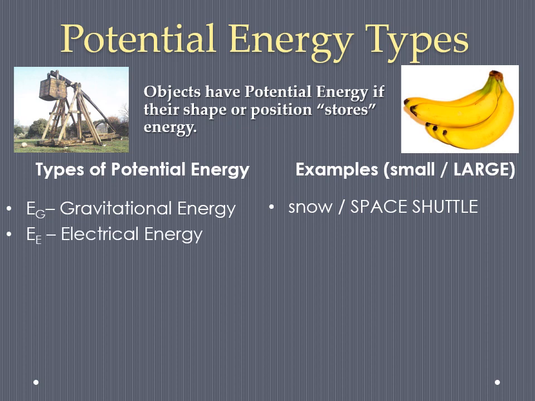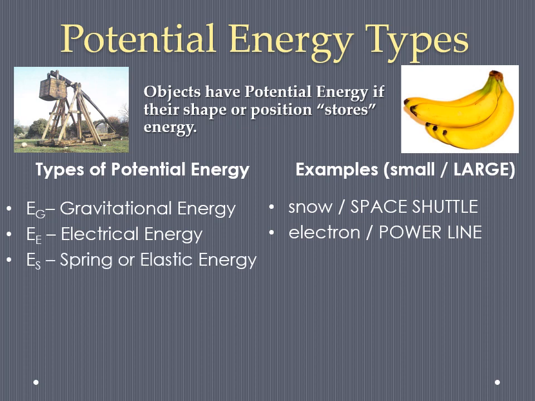Second kind of potential energy is called electrical potential energy, or EE. Electrical potential energy is stored up in charged objects and how close or far away they are from each other. An example of an object with not a lot of electrical energy is a single electron, and you probably can predict that a power line actually has a lot of electric potential energy in it. The third kind of potential energy we might be mentioning is ES, which stands for spring energy, or sometimes elastic energy, because it's not always springs.